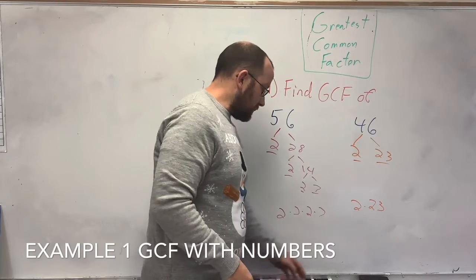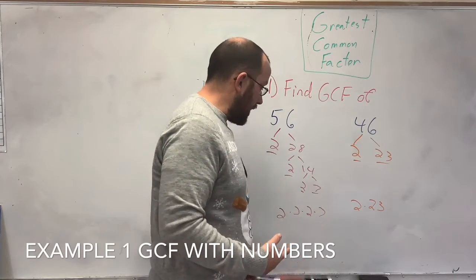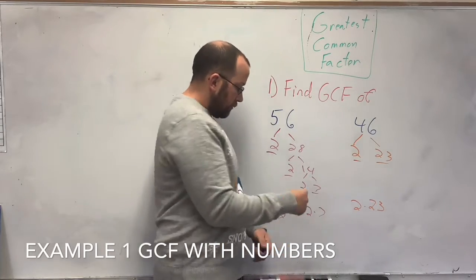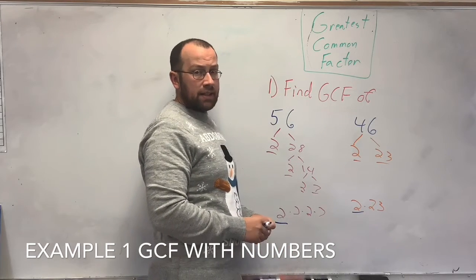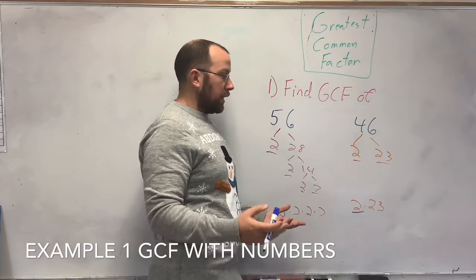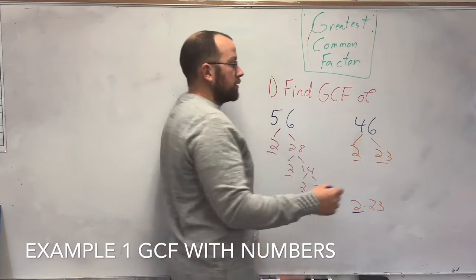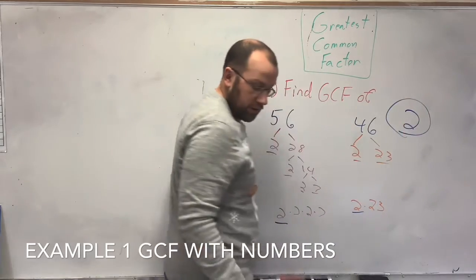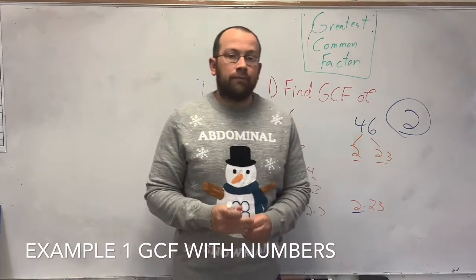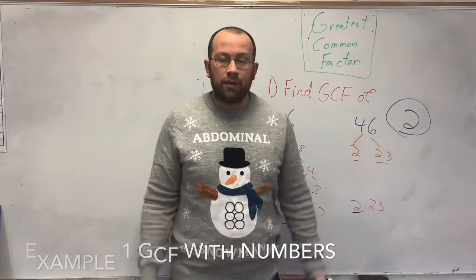Now I have to ask myself, what do these two have in common with their factors? Well, this has a 2 and this has a 2. Do they have anything else in common at all? No, they do not. So my greatest common factor is just 2. I'm going to show you a lot more examples, so don't worry.